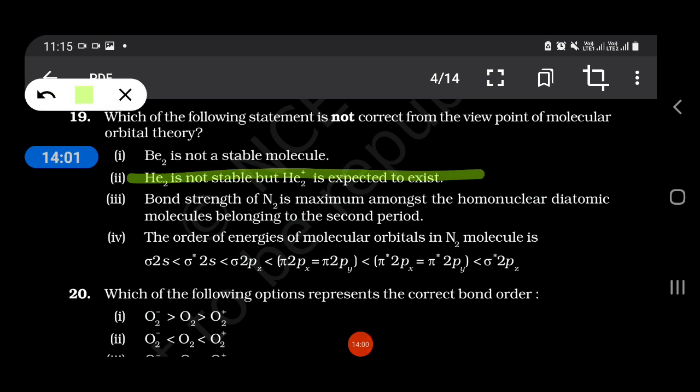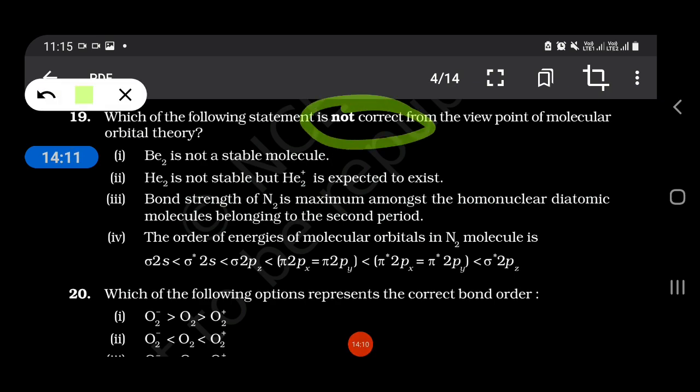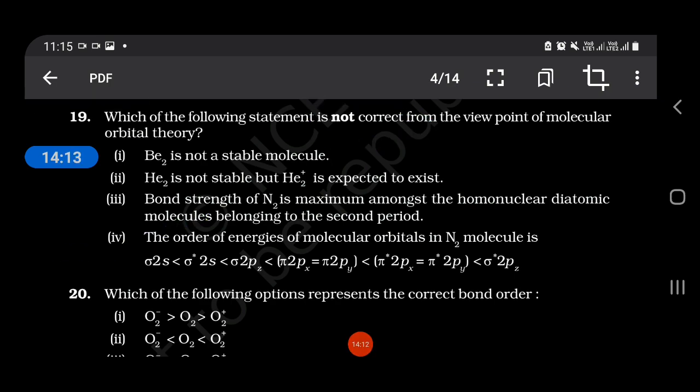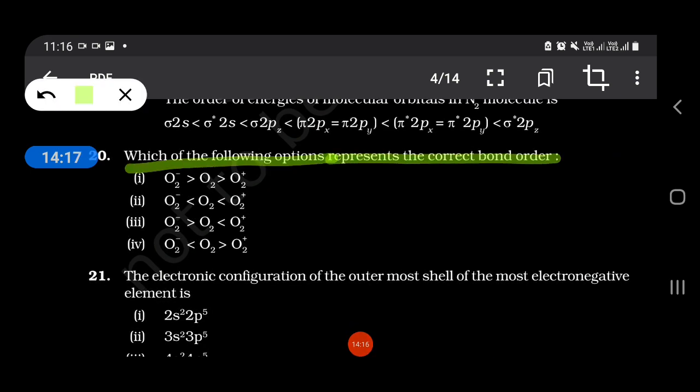Bond strength of N2 is maximum amongst the homonuclear diatomic molecules belonging to the second period. So this one is not correct. Which of the following options represents the correct bond order?